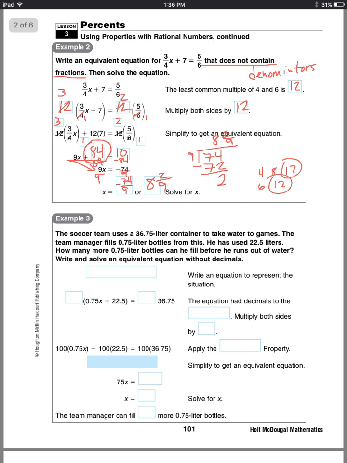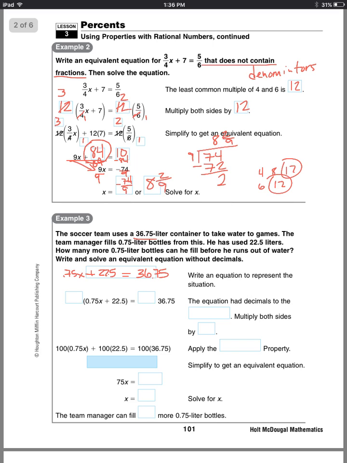We know that the container had a total of 36.75. So I'm going to write that down first. And we also know that the manager has used 22.5 liters. So we want to know how many more 0.75 liter bottles he can fill before he reaches 36.75. So I'm going to add 0.75x to the front part. So he can fill a certain number of bottles, add 22.5, and get no more than 36.75.